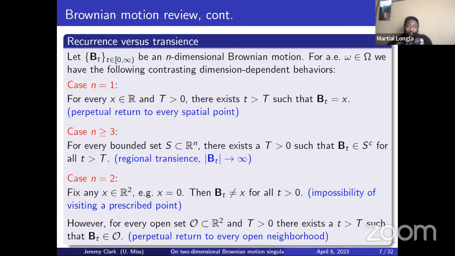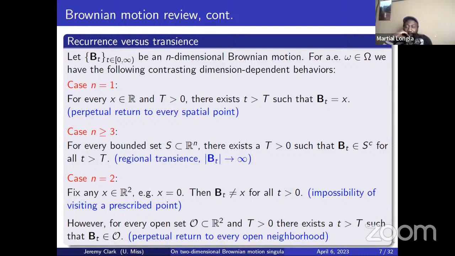Jeremy, in that first line of the case n equal to 2, B_t not equal to x, you do mean that the probability of hitting that point is 0? Yeah, almost. I say that it holds for almost every omega. So it's really not that it will never get there, but that the chance to get there is zero. It's the impossible event, meaning it's a probability 0 event.